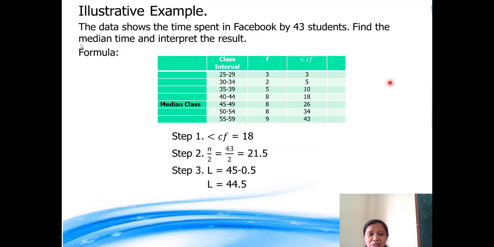Okay, so given the class interval and the frequency, all you have to do is solve for the less than cumulative frequency. We will start with the lowest class interval, and that is 25, with the given frequency 3. So you simply copy 3, and to obtain the less than cumulative frequency of the next interval, we will add the frequency of the second class interval together with the first cumulative frequency.